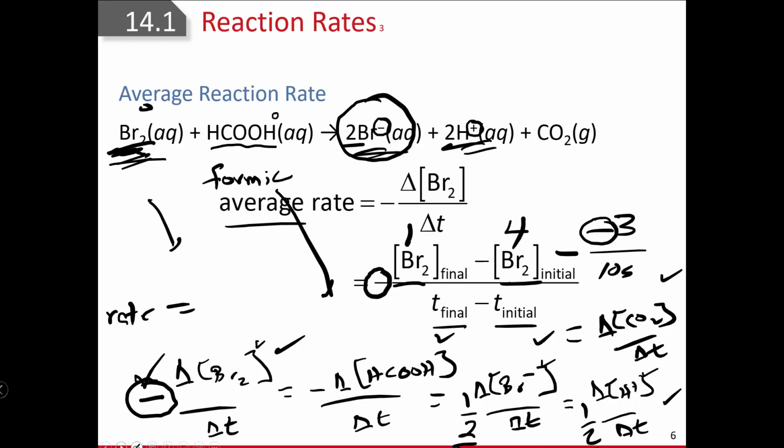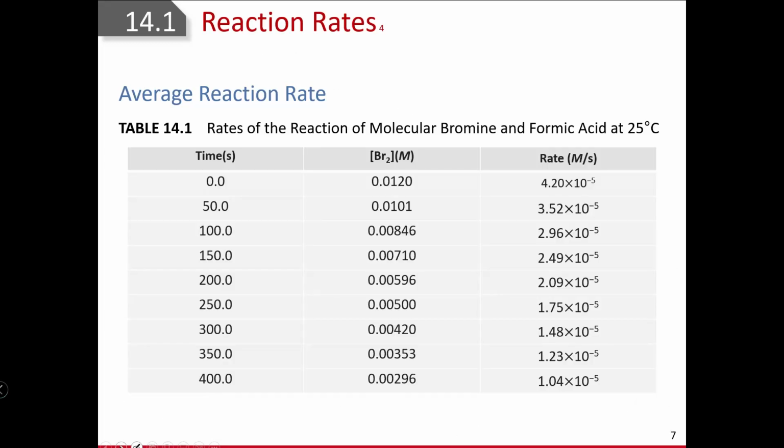So this is the important part. Spend time with this, and we're going to see more on other slides, but I just want to point that out, that intuitively you should know that for every one of these that decrease, 2 of these are formed. So yes, the rate of the bromide formation is going to be twice the rate of the bromine consumption. And we're going to see this on other slides. This is your first time.